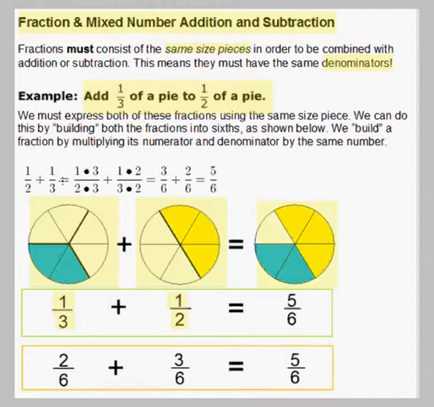Now numerically, what we did here is we took the 1/2 and multiplied the 1 by 3 and the 2 times 3. This was the process we called fraction building. And the 1/3, we took the 1 times 2 and the 3 times 2. And so the 1/2 becomes 3/6 and the 1/3 becomes 2/6, and when we add those together we end up getting 5/6.